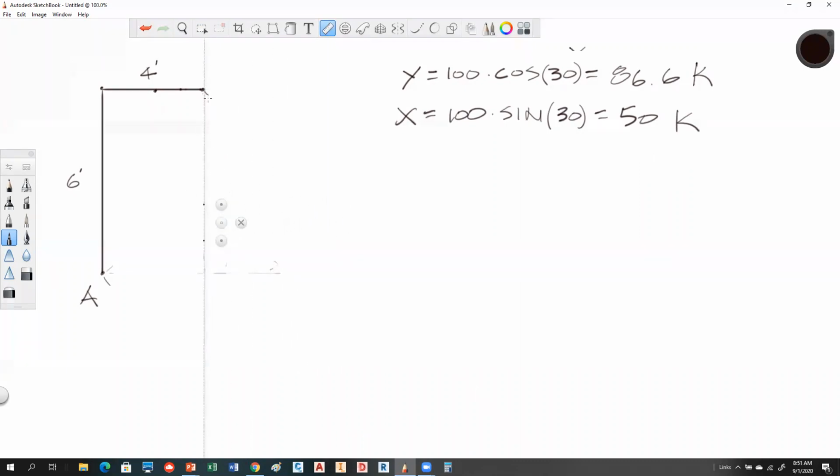So we've got one vector now acting down and one vector acting out like that. So I have this vector, that's my y component, okay? And I've got this vector, which is acting that way, okay? So all I did was take that 100 kip vector at 30 degrees and break it down into components. Okay, is everybody okay with that?